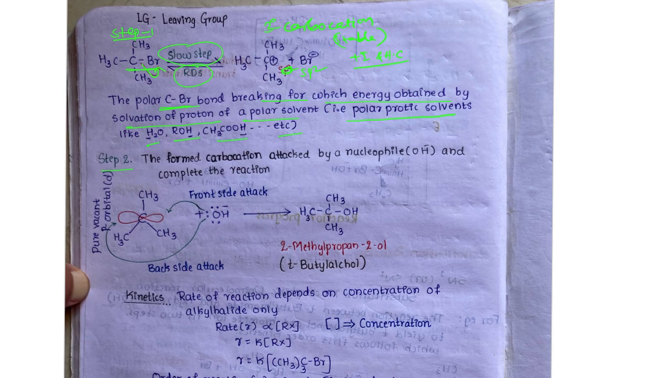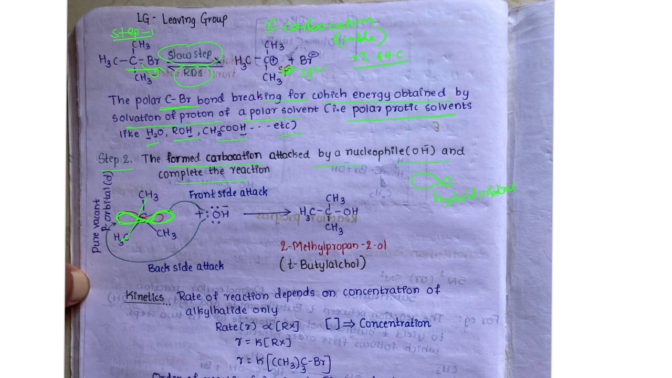Step 2. The formed carbocation is attacked by a nucleophile and completes the reaction. This carbocation has one vacant p orbital with equal size lobes. If it is drawn like this, that is called a hybrid orbital, where one lobe is small and one is big. Equal size means that it is called an empty p orbital. This is perpendicular to the plane.